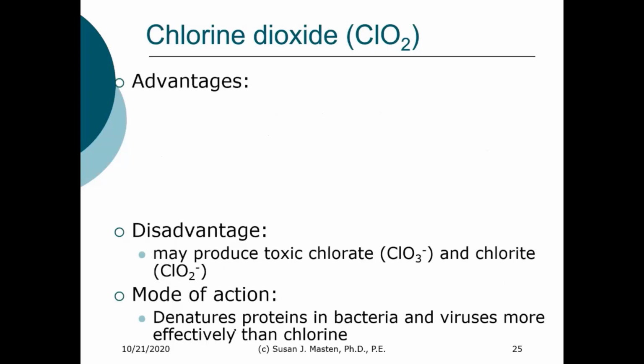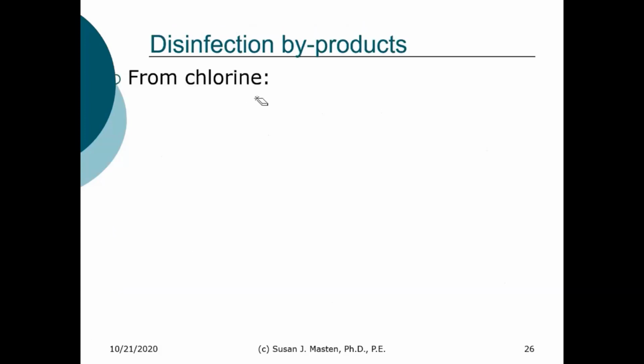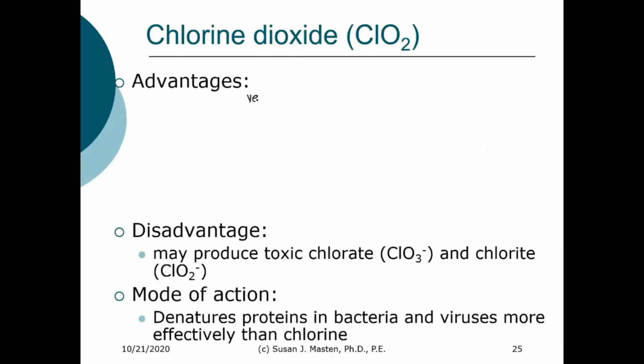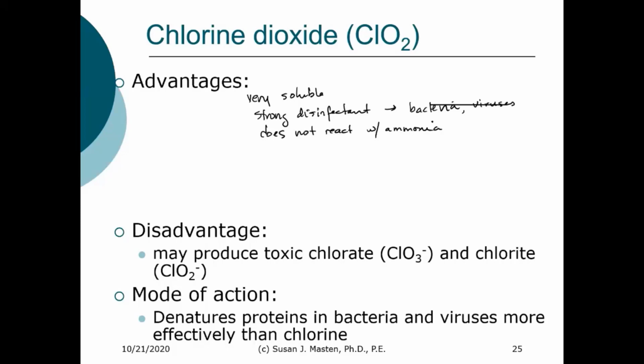Now the advantages of this are that chlorine dioxide is very soluble. It's a strong disinfectant against both bacteria and viruses. So remember that chlorine itself isn't that effective towards many viruses. It doesn't react with ammonia. It won't form chloramines, and it does provide a residual.